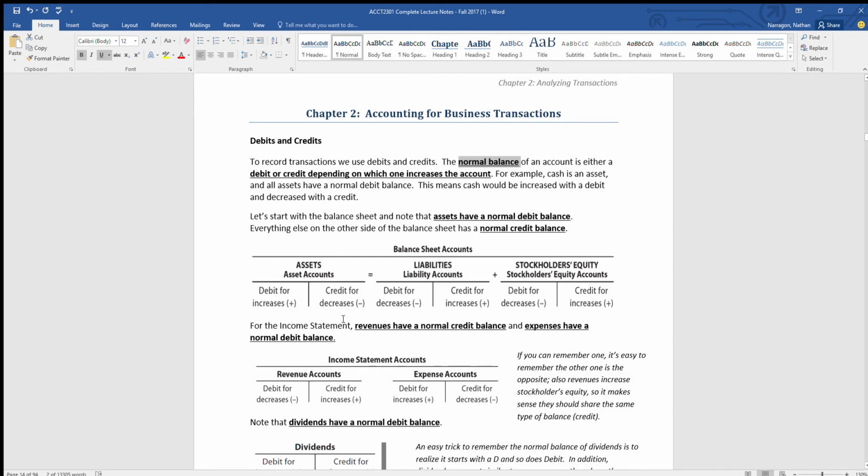Right here, this is an example of a T-chart. You're going to hear that term also, T-charts. Debits are always on the left, credits are always on the right. With that being said, assets increase by debit and decrease by credit, but notice with liabilities and stockholders' equity, it's the other way around. They both increase by credits and decrease by debits. This is mostly the natural order for balance sheet accounts.